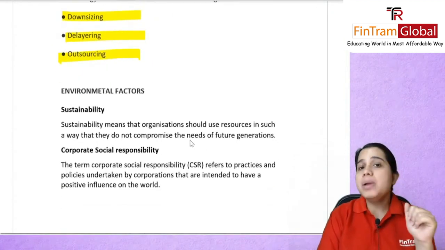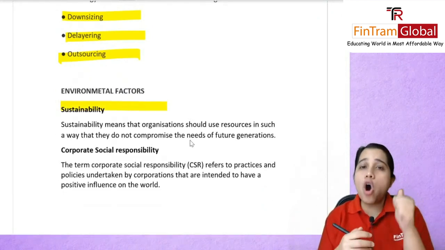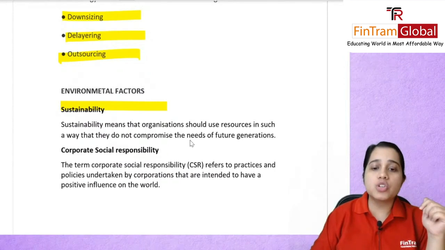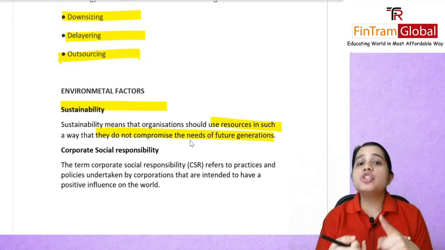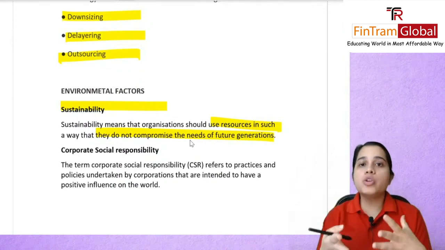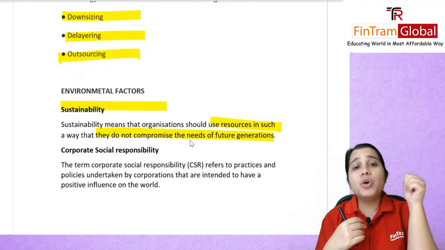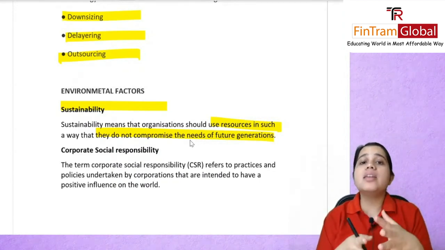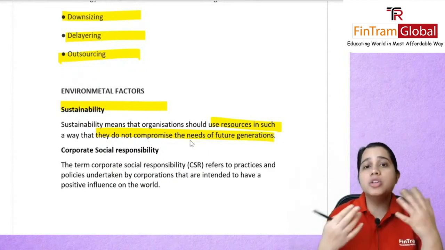What are the environmental factors? You have your sustainability, that basically means that organizations should use resources in such a way that they are not compromising on the needs of future generations. So if your company uses a lot of paper, then make sure that you're also planting trees, because otherwise your future generations will not have enough trees or timber to make paper from.